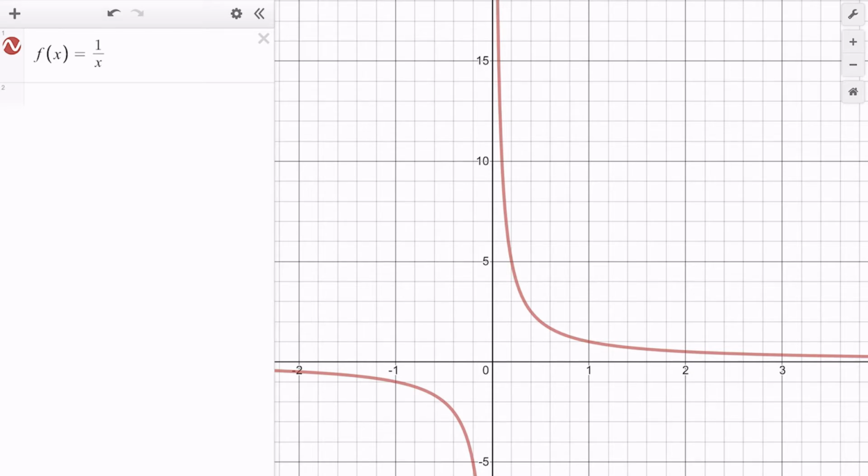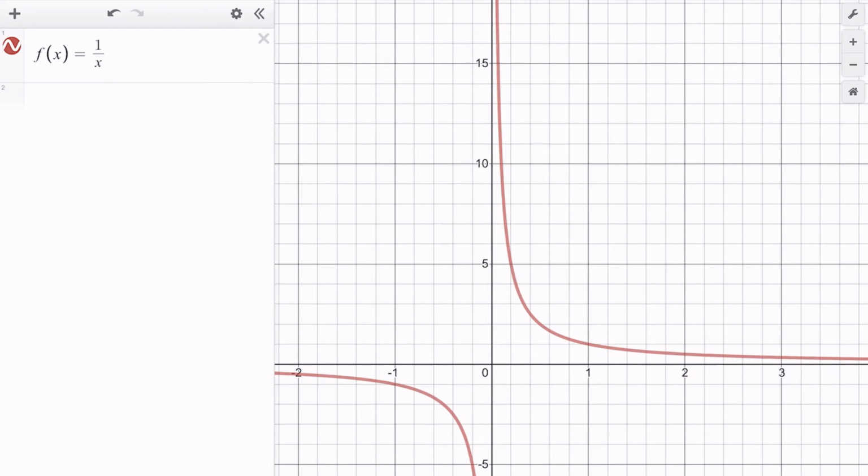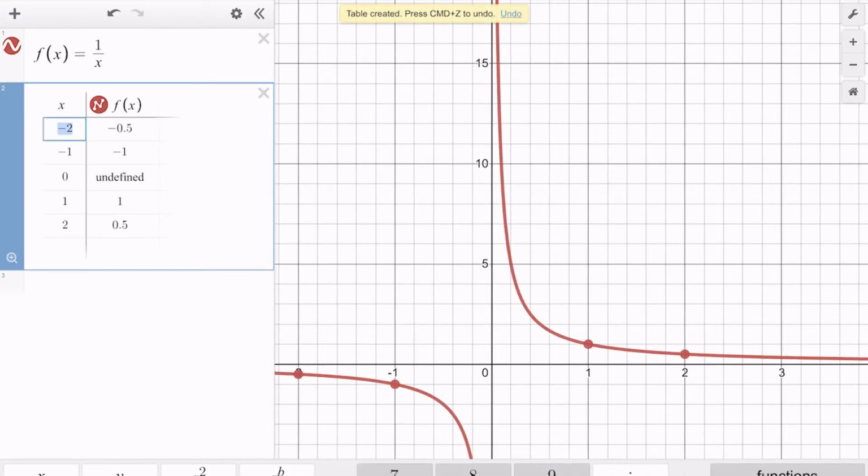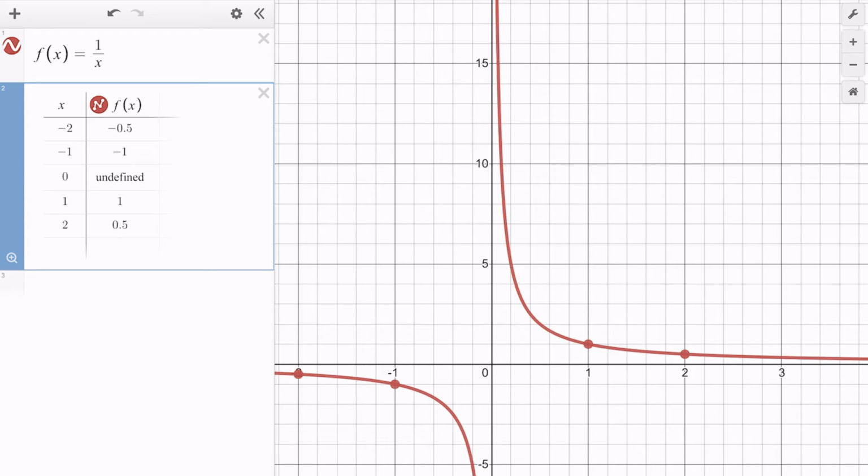As far as the domain goes, x can be any value except 0. At 0, we don't get anything. As for the y values, y can be any value except for 0 as well. y will never take on the value 0 because the graph never touches the x-axis.